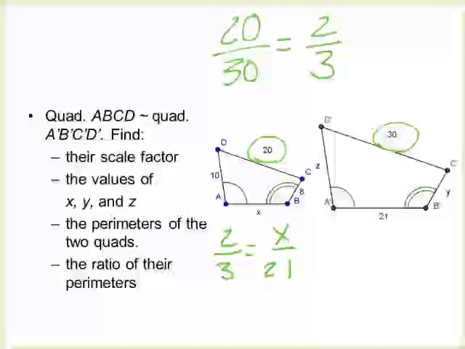Yesterday we learned how to solve proportions by cross multiplying. 42 is equal to 3x and dividing out. So if I divide out there, I get x is equal to 14.